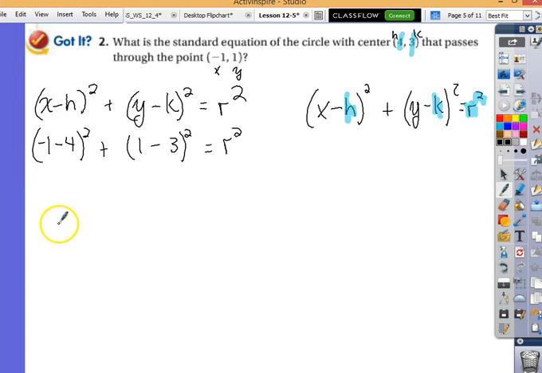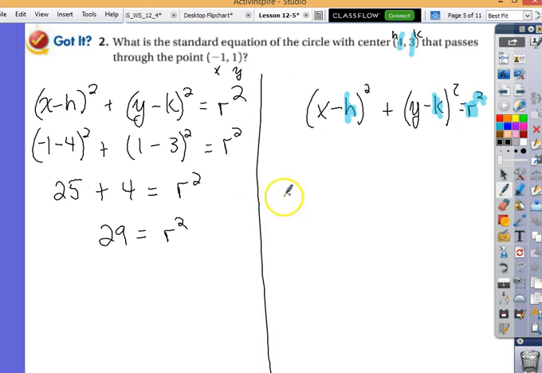So -1 minus 4 is -5. -5 squared is 25. 1 minus 3 is -2. -2 squared is 4. And so hopefully you got 29 for r squared. And I'm not going to take the square root of it because I'm looking for r squared. So now I'm done with finding r squared. Now I've got all my information. So your final answer is x minus 4 squared plus y minus 3 squared, that's your h and your k, is equal to 29. That's your r squared.